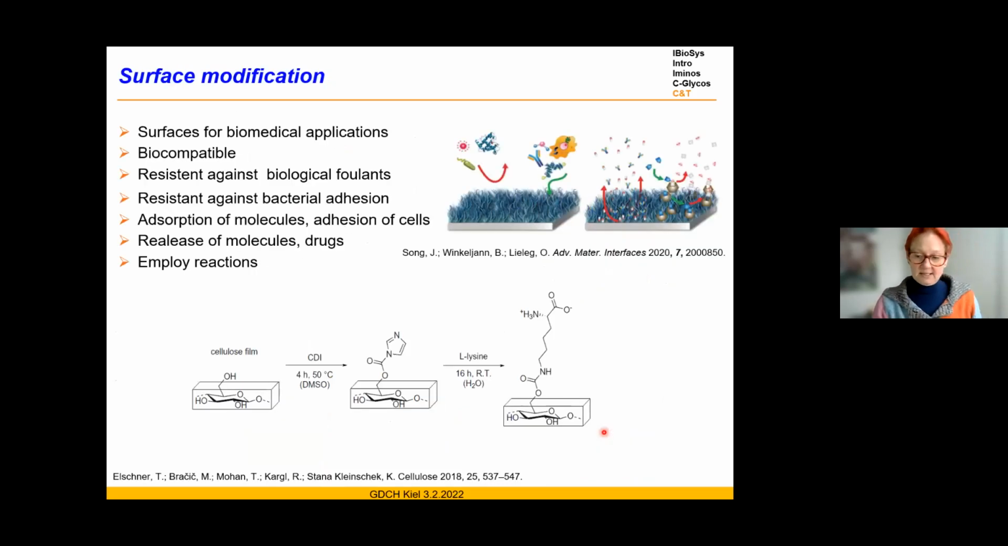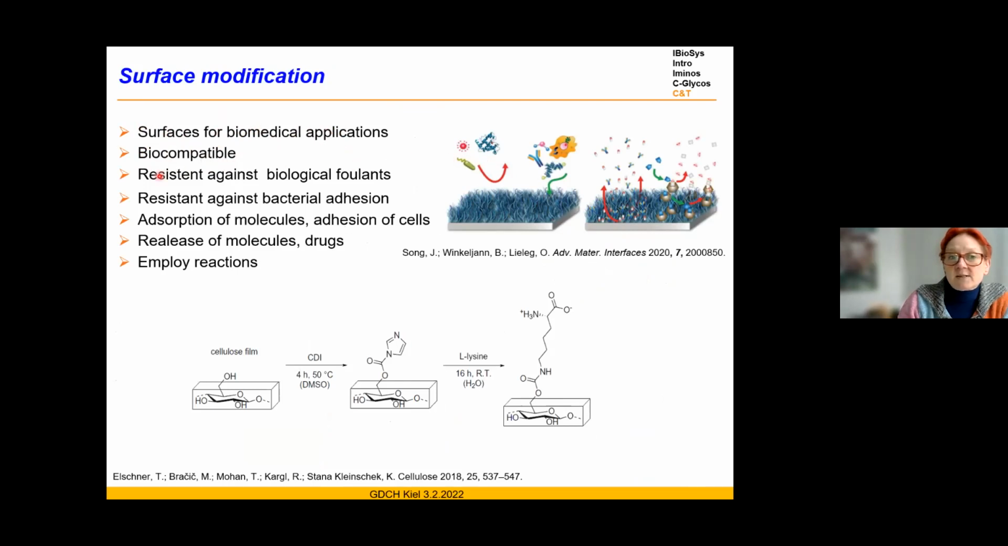And last but not least, one topic we are also interested in to build up together at our institute iBioSys is the modification of surfaces, in order to modify for biomedical applications. And here we all know that the modification has to be biocompatible. And what can be done on modification of surfaces?